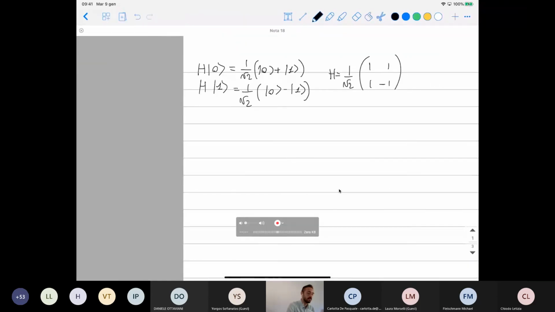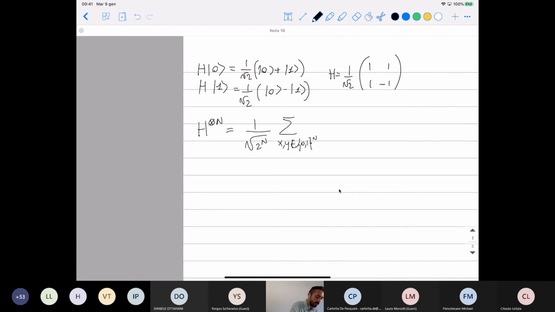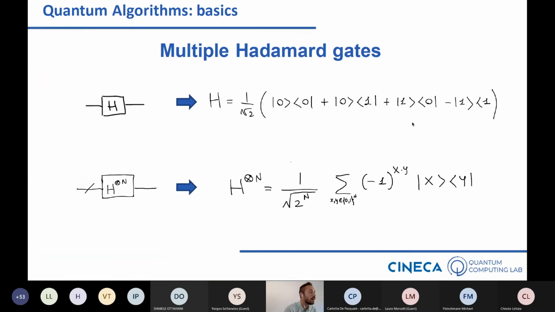So I can write also here: you have H tensor n is equal to 1 over square root of 2 to the n, sum over x and y belonging to {0,1}^n of (-1)^(x times y), x, y. Okay? Okay. Okay, let's go on.